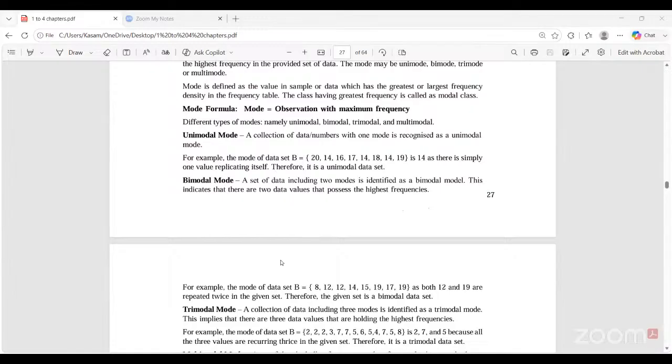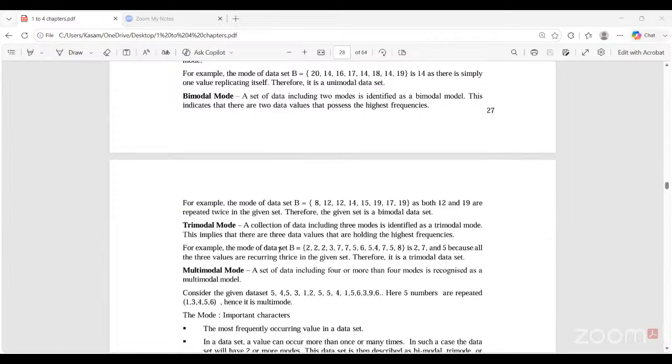Bimodal: a set of data including two modes. This indicates that two data values possess the highest frequencies. Trimodal: three numbers repeating. Here 12 is repeated twice, and 19 is also repeated twice in the given set. Therefore, the given set is a bimodal set.